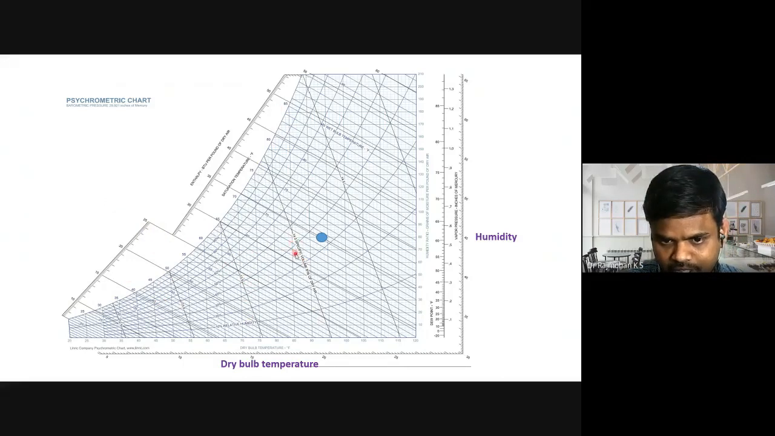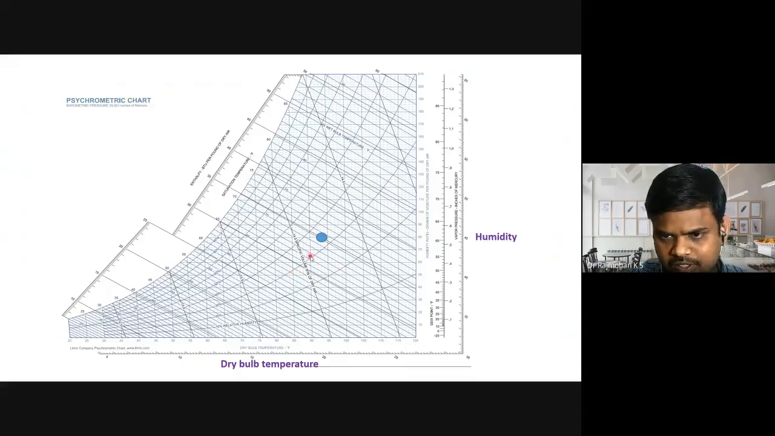Here the specific volume is given, right? So this 14, 13.5, 13, 12.5, 14.5. Like that we have lines for specific volume. If you draw a line parallel to these lines, we are going to get the values for specific volume. Specific volume means what? Meter cube per kg of dry air. The reverse of it is going to be kg of dry air per meter cube.